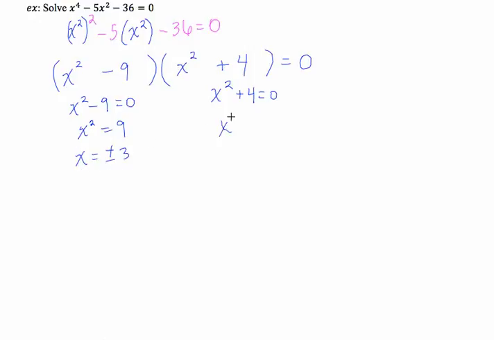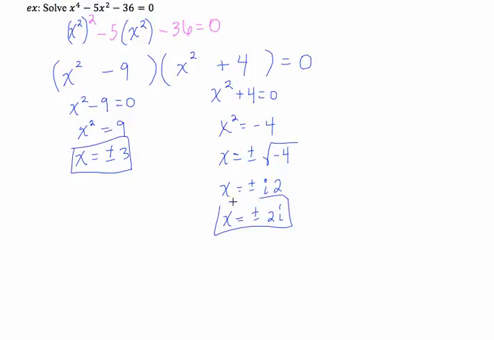Then over here we have x squared equals negative 4. Now you know right off the bat, no real number squared will ever equal a negative number, so this is going to give us two imaginary solutions. Taking the square root of both sides, we'd have x equals plus or minus the square root of negative 4. The square root of the negative turns into the i, and the square root of 4 becomes 2. Normally you would see that written 2i. So those are the two real solutions and two imaginary solutions to this equation.